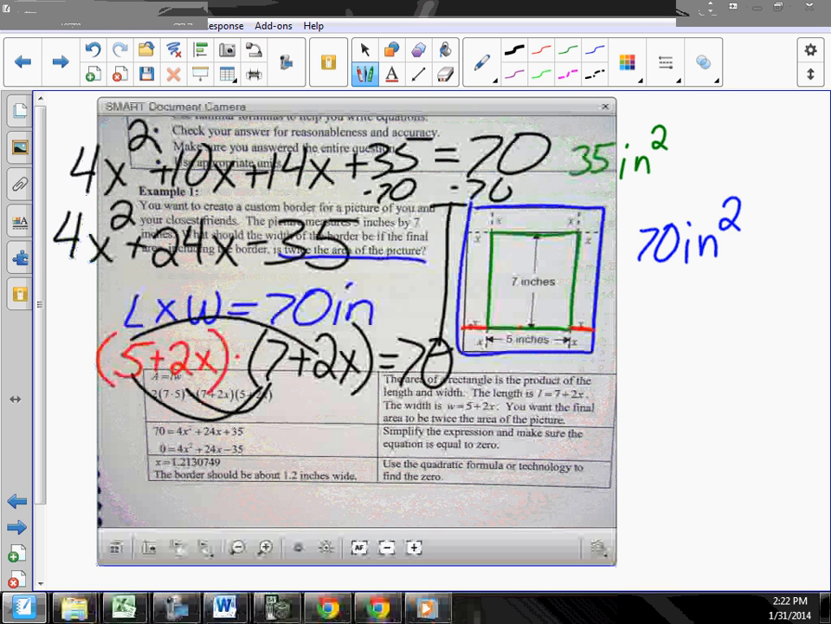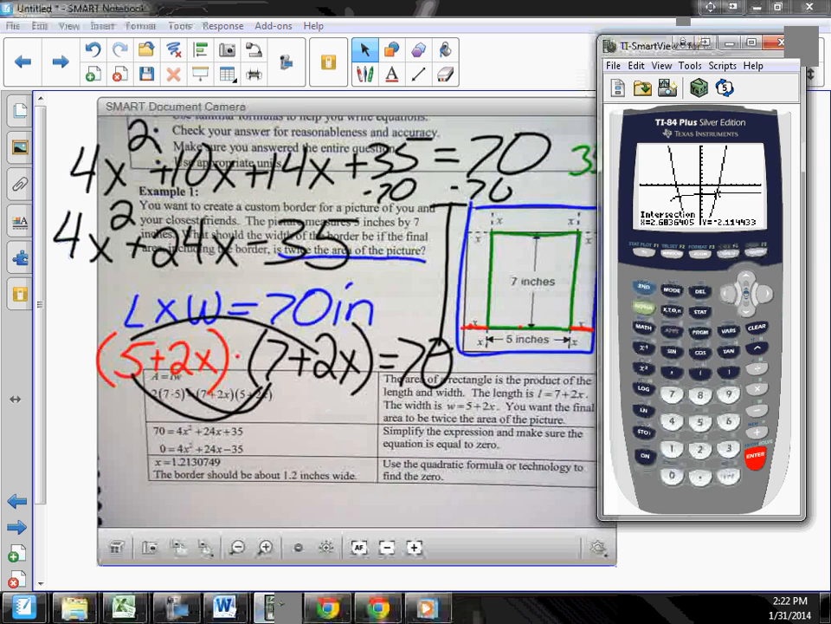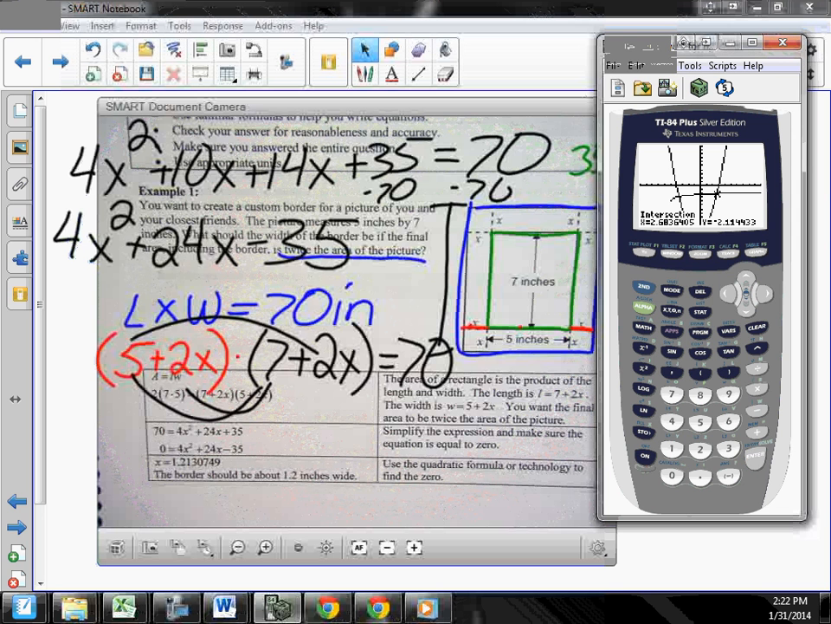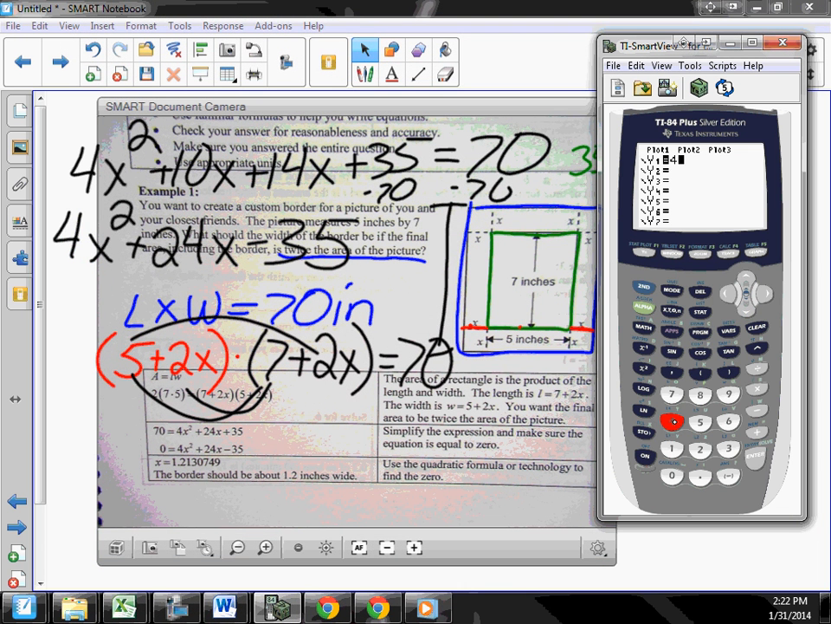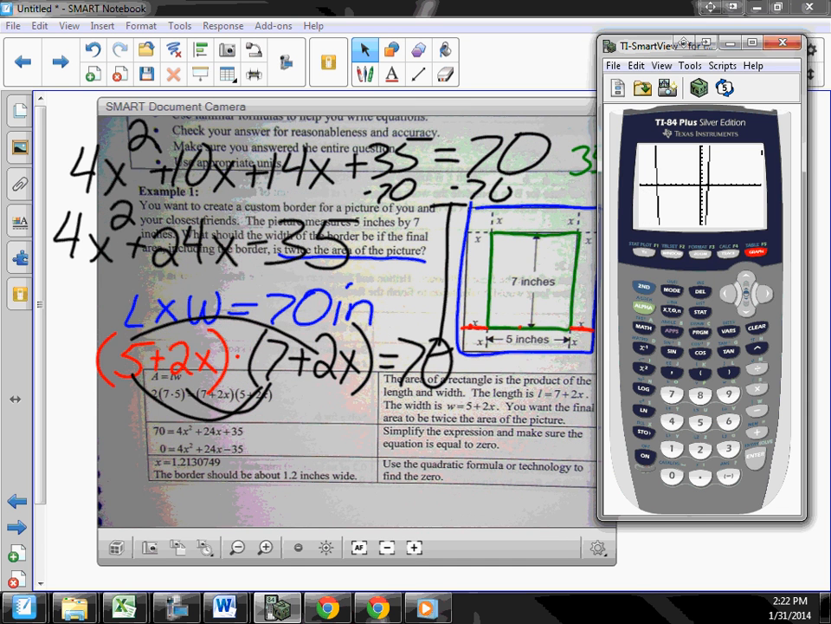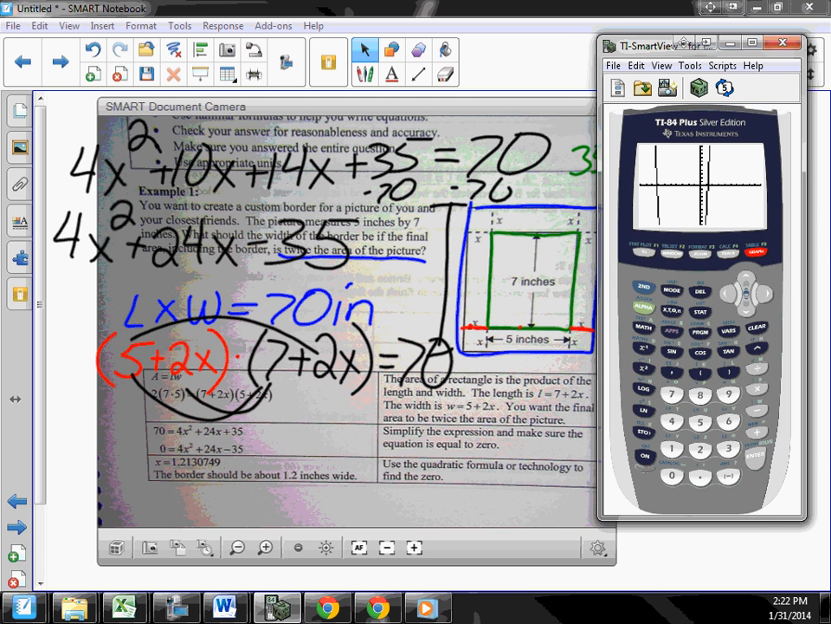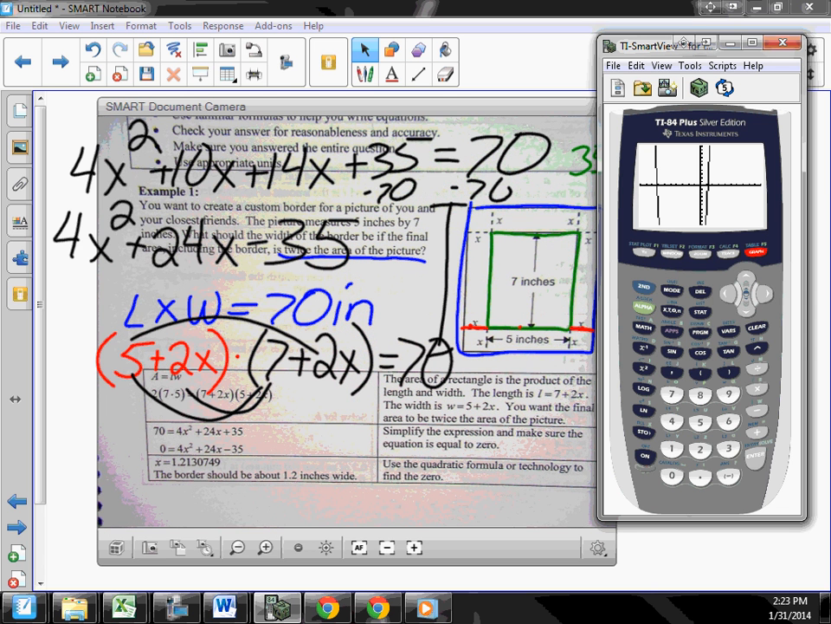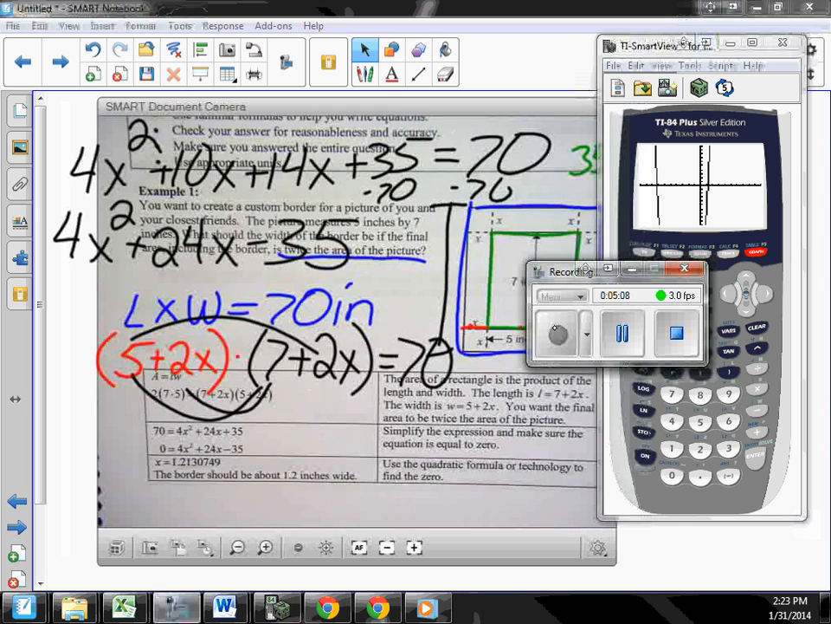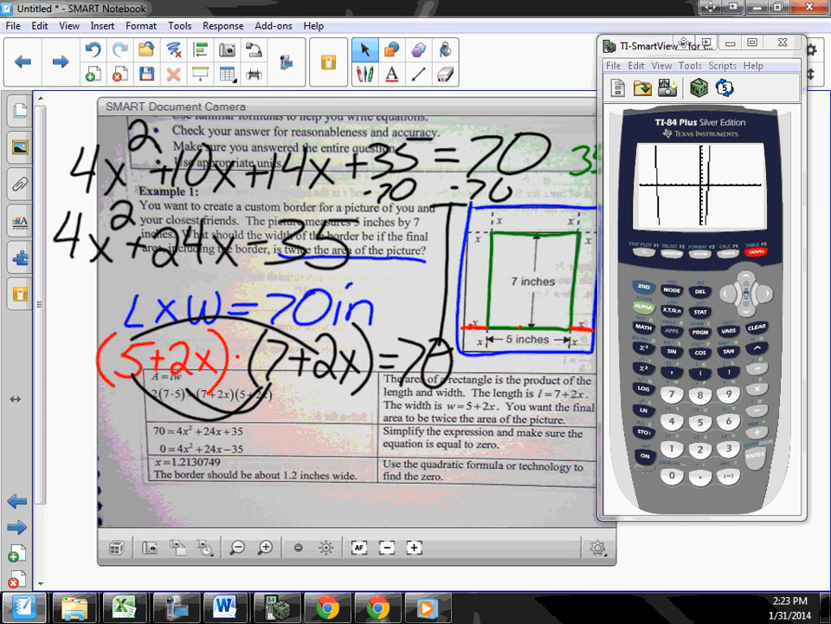Why don't we just graph it? So I'm going to graph, maybe, when my calculator wakes up. So 4x squared plus 24x minus 35. What do you notice about this? We can save ourselves some time. I only need the positive number. Why is that? Right. So my x is positive because I'm going outside the picture. If it was negative, then I would end up kind of flipping the picture around, and that's not going to work out. So all I need to find is the positive root. The negative root makes no sense.